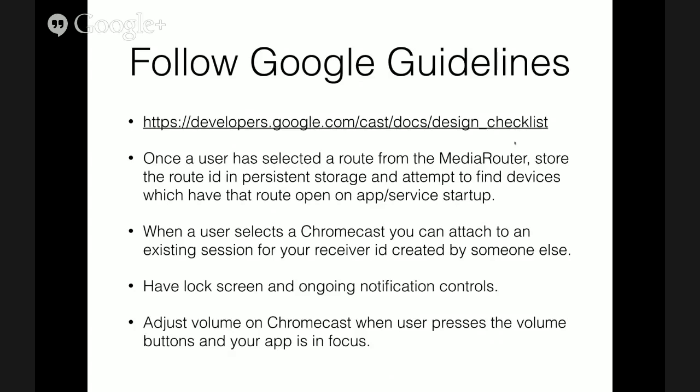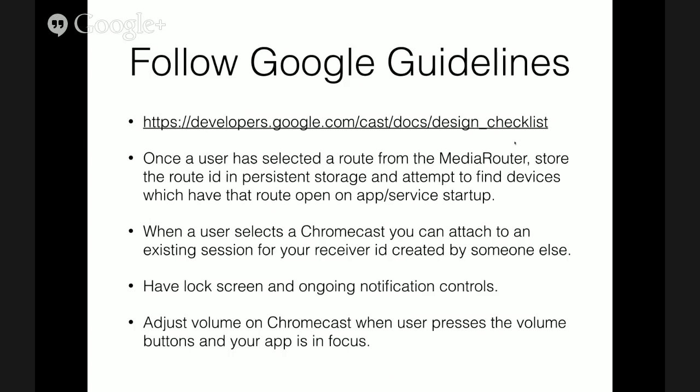They lay out, in minute detail, everything you need to do on that page, but in broad strokes, once you hit the media route selection button, they pop up the list, you pick the device you want to play to, and that'll give you a route ID. You can save that persistently, in shared preferences, whatever. That way if your app dies, you leave, you come back, whatever.